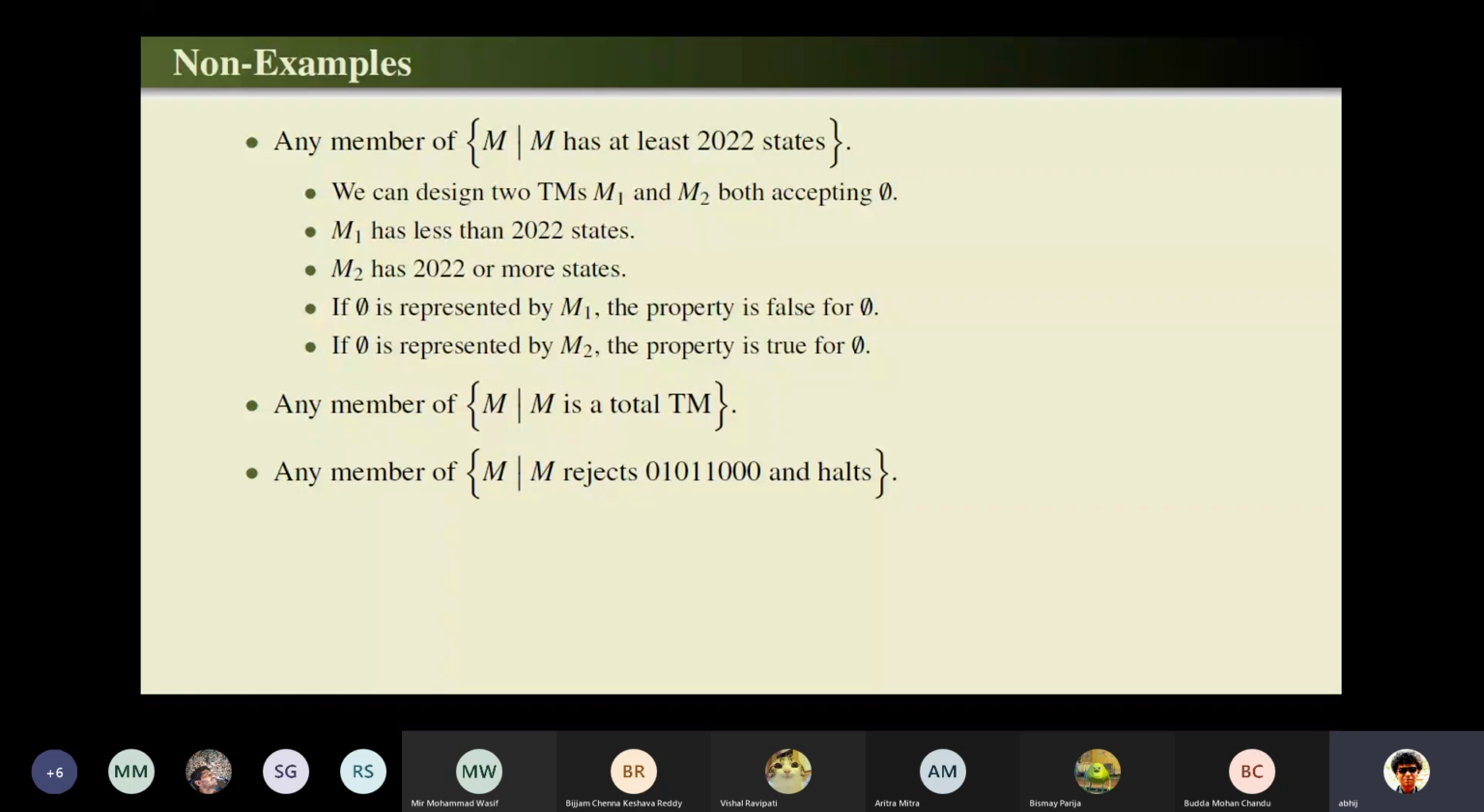Likewise, M rejects certain strings and halts. Whether M will reject some string and halt, or will go into an infinite loop, is a choice of the machine. Not a choice of the language, or I would say not an inherent thing. It's a choice of the machine.